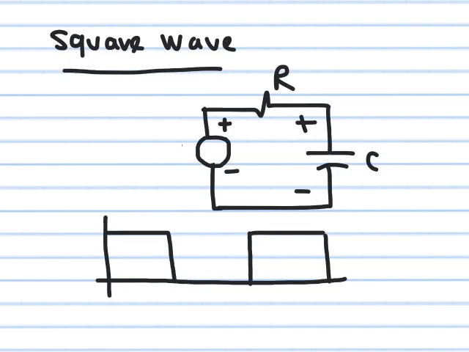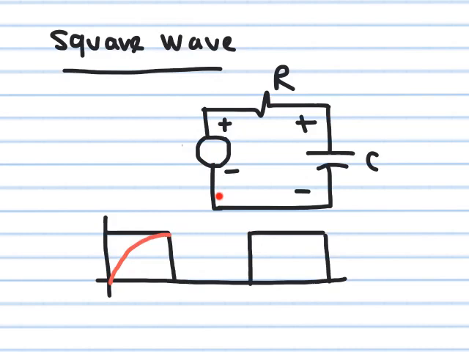Maybe it will charge fully or not, depending on the width of this square wave compared to the time constant of the capacitor. Now, this suddenly becomes zero, and then the capacitor current will reverse direction. The capacitor current, by the way, can reverse direction instantaneously, and then the capacitor will discharge. So this is what's going to happen.